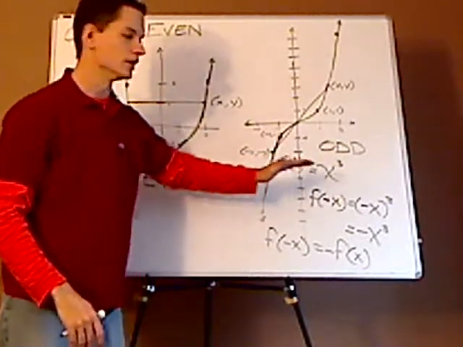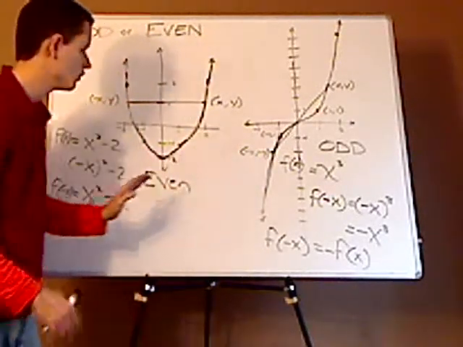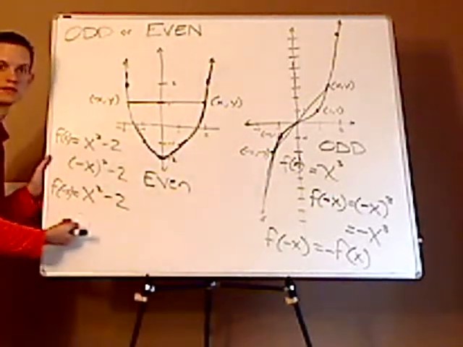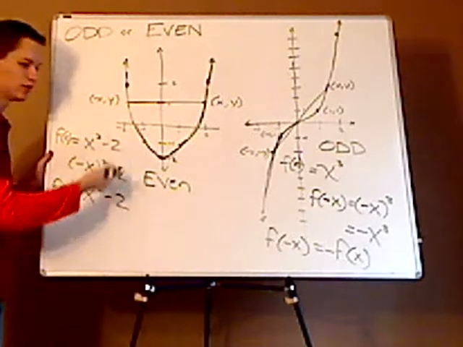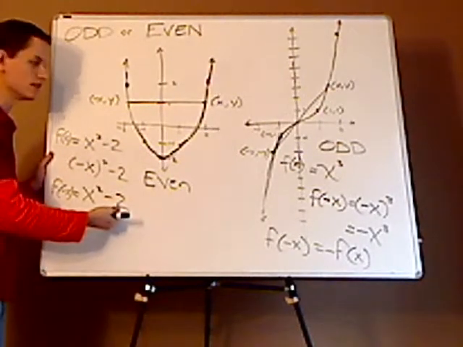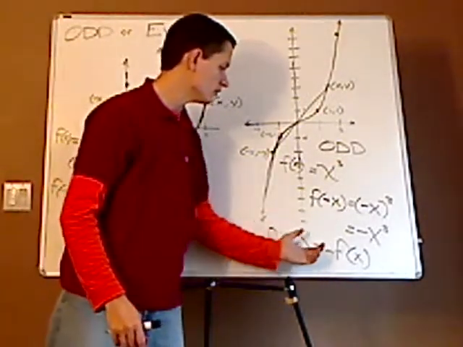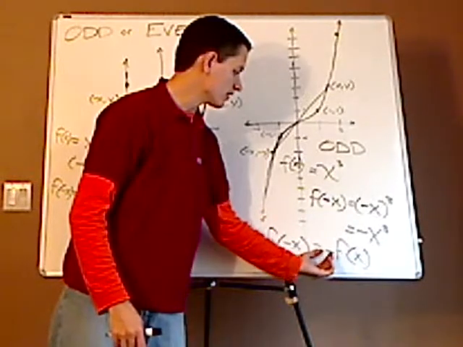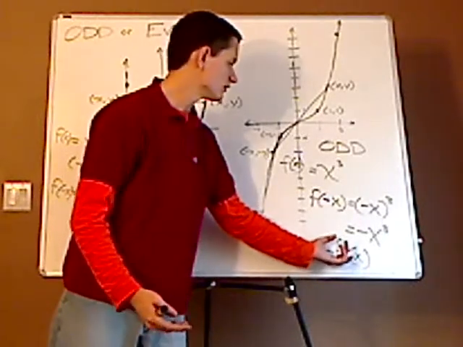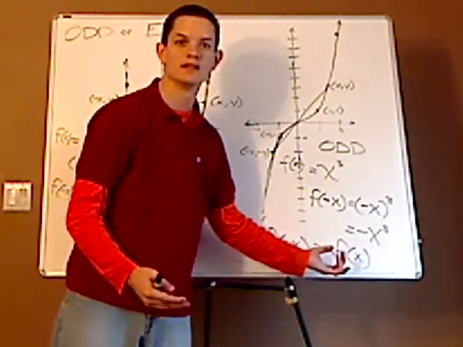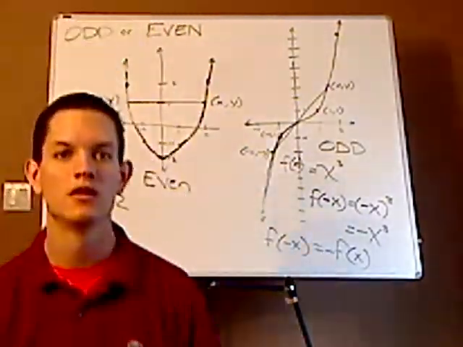Now, algebraically, either way, you want to plug in a negative x into the function. Once you simplify it, if it turns out to be exactly the same, this started off as x squared minus 2 and it ended up as x squared minus 2, that means it's an even function. But if it turns out that I can factor out negative 1 and get the original, so it'd be negative 1 times whatever the function is, that means it's odd. So that's how you determine whether it's an odd or even function.